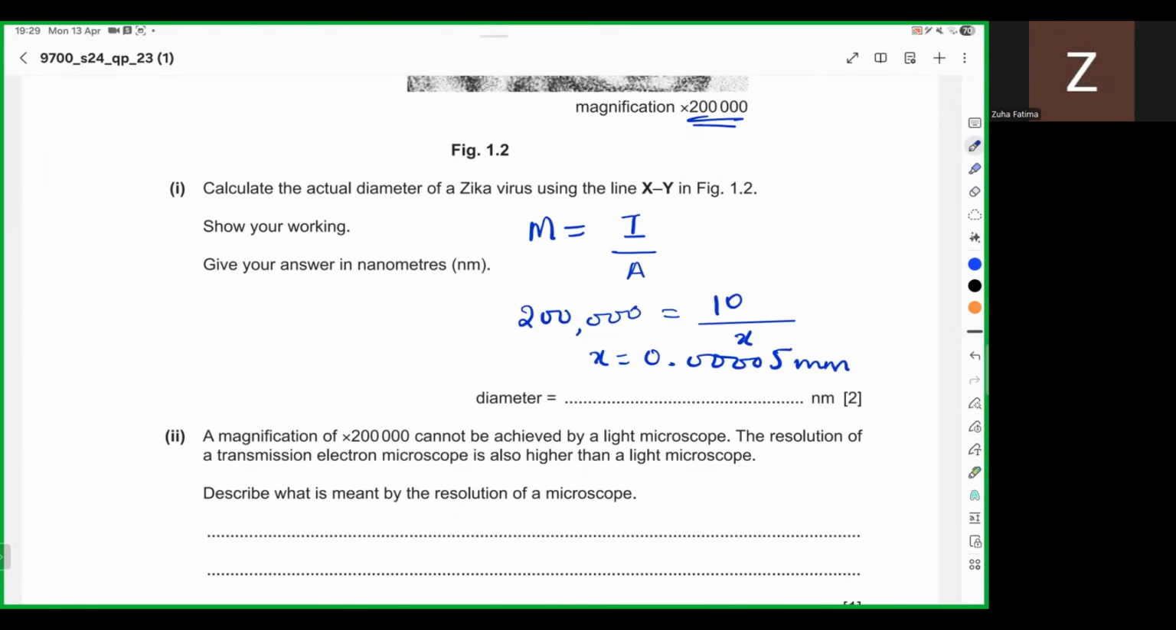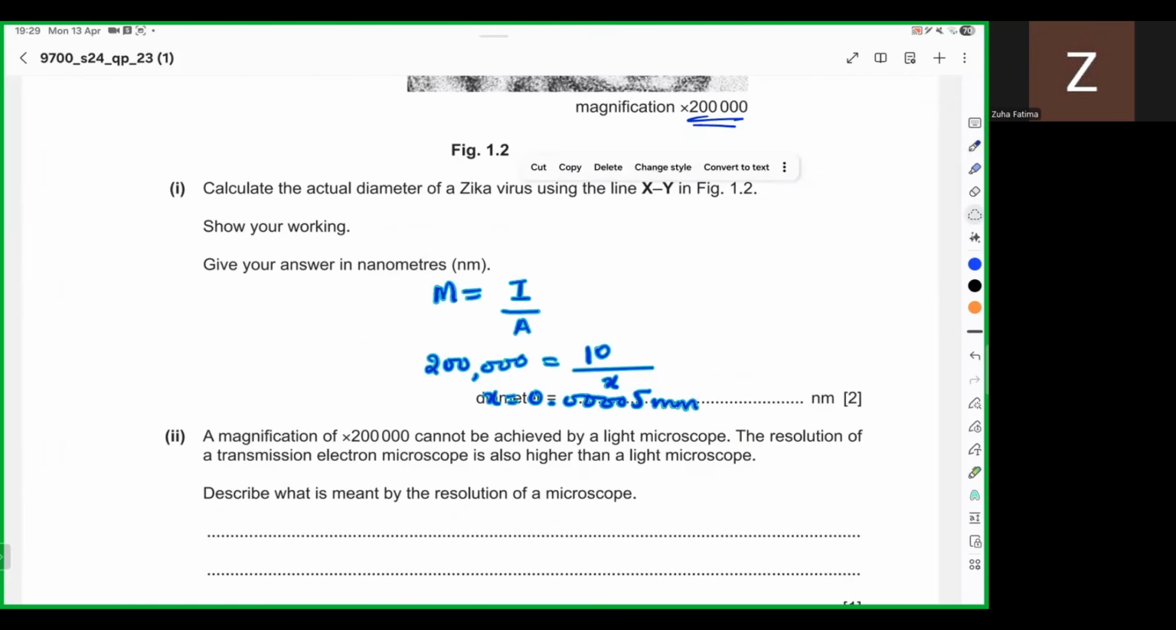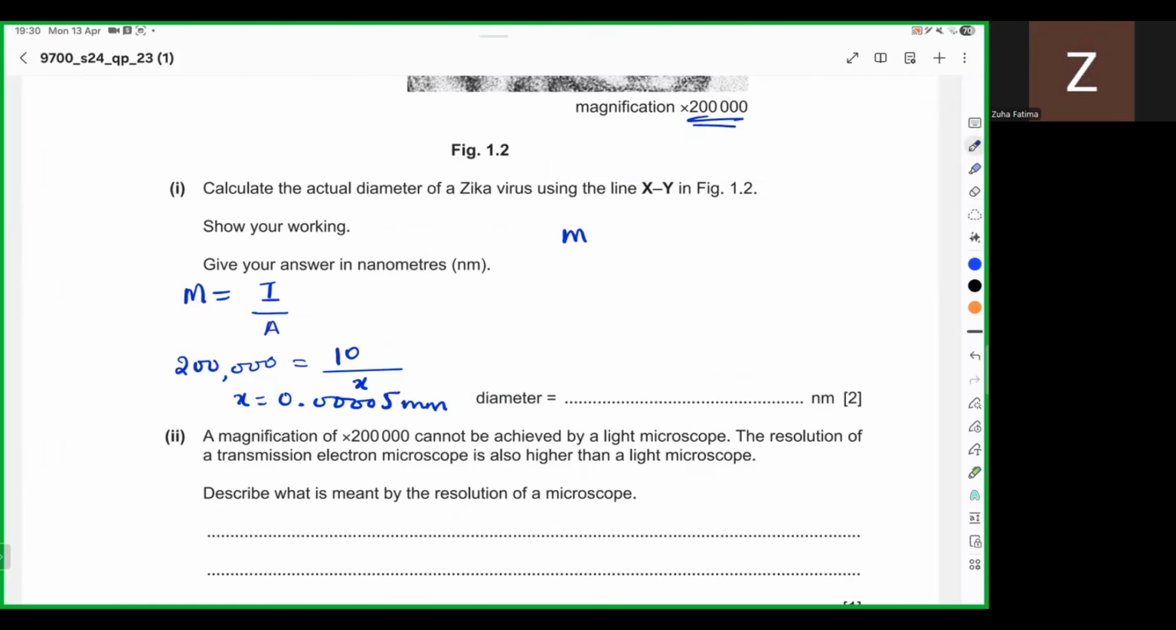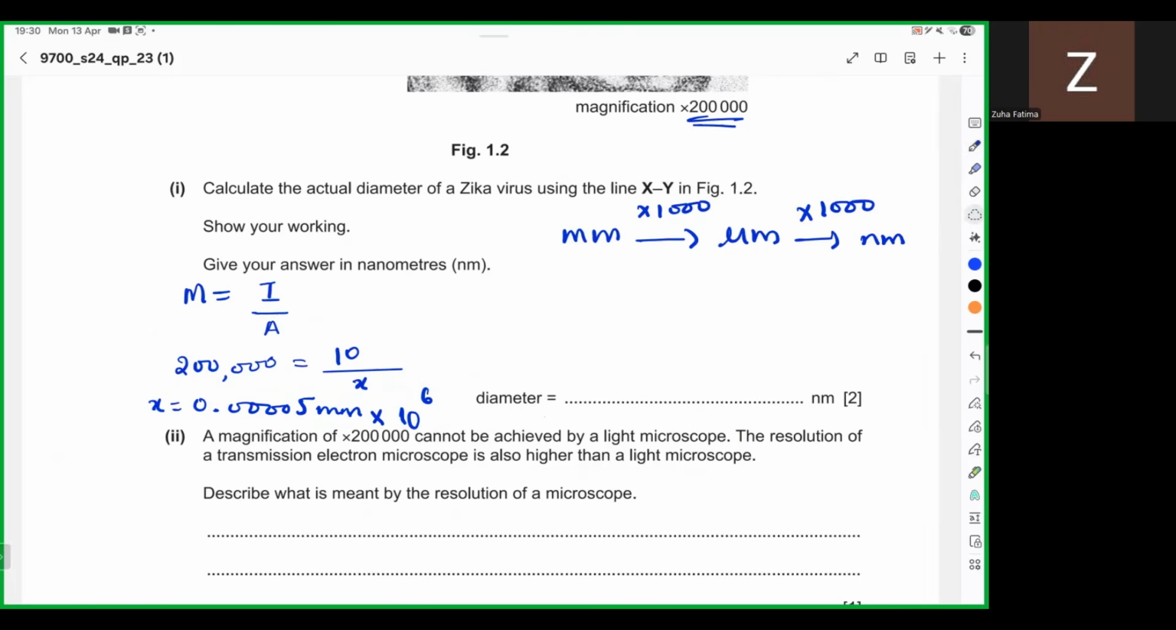We have to convert our actual size value to nanometers. So, for millimeters to nanometer conversion, millimeter to micrometer is times 1000. And from micrometer to nanometer is another times 1000. So, we basically have to multiply our millimeter value by 10 to the power 6, and this would come out to be 50 nanometers.